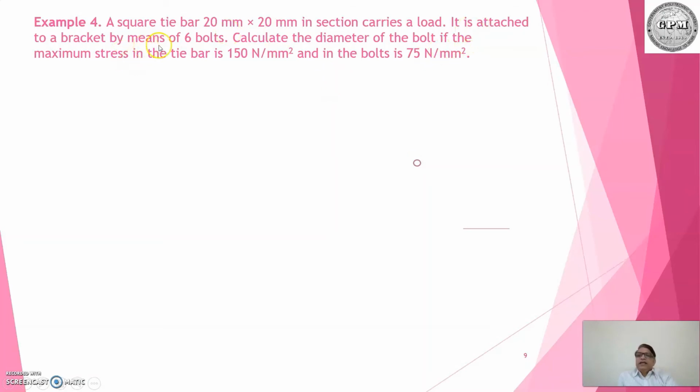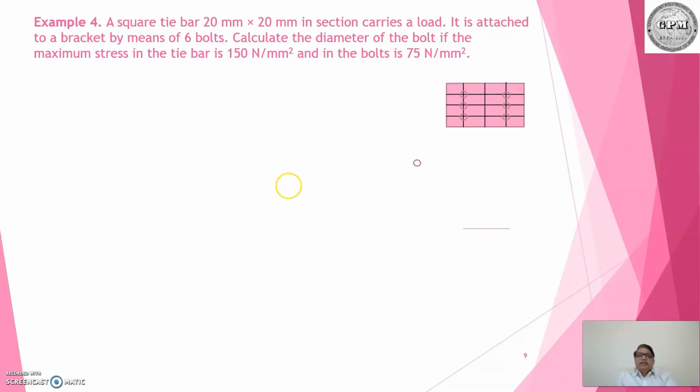It is attached to a bracket by means of 6 bolts. So 6 bolts are there, and that is a supporting member. Now calculate the bolt diameter if the maximum stress in the tie bar is 150 and the stress in the bolt is 75 Newton per mm square. This is the given data. If you draw a sketch and understand it, then it will be solved very easily.